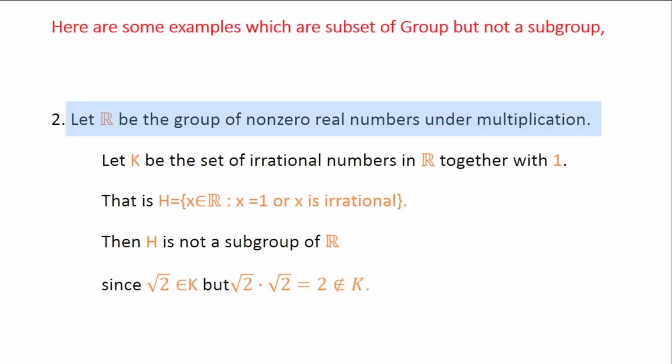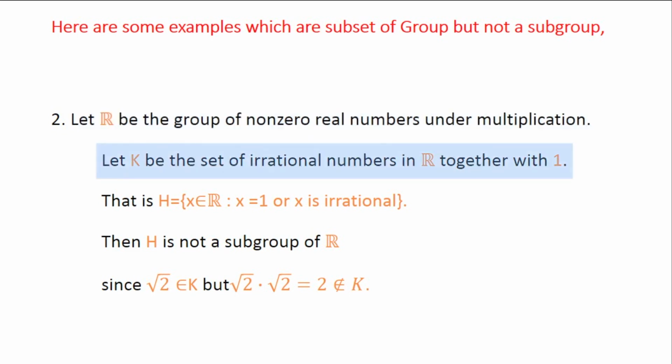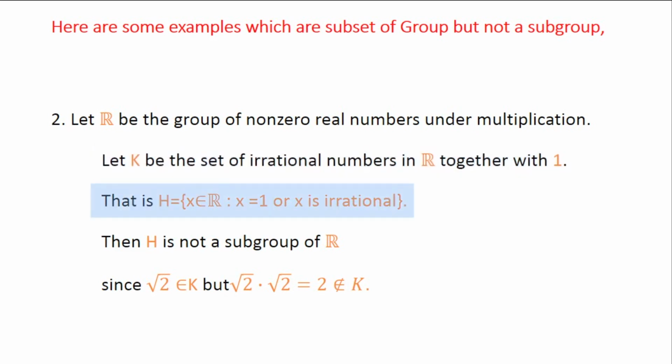Let R be the group of non-zero real numbers under multiplication. Let K be the set of irrational numbers in R together with 1. That is, K = {x ∈ R : x = 1 or x is irrational}. Then K is not a subgroup of R, since root 2 is an element of K but root 2 times root 2 is equal to 2, which is not an element of K.